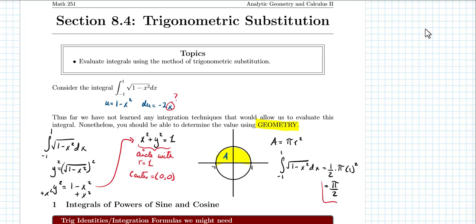So you see, for this problem, there were no new integration techniques that we used. It was just a matter of recognizing what we meant by a definite integral and what the curve was that we were working with, so we could figure out the area underneath it.